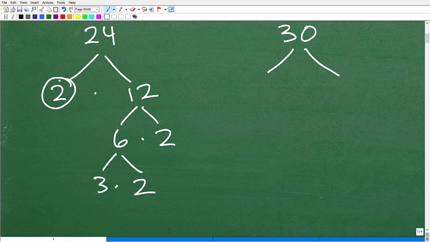Now, when you're done factoring a number, where it's prime and you can't go any further, just circle it. So here I was done. I couldn't go any more along this factor tree.